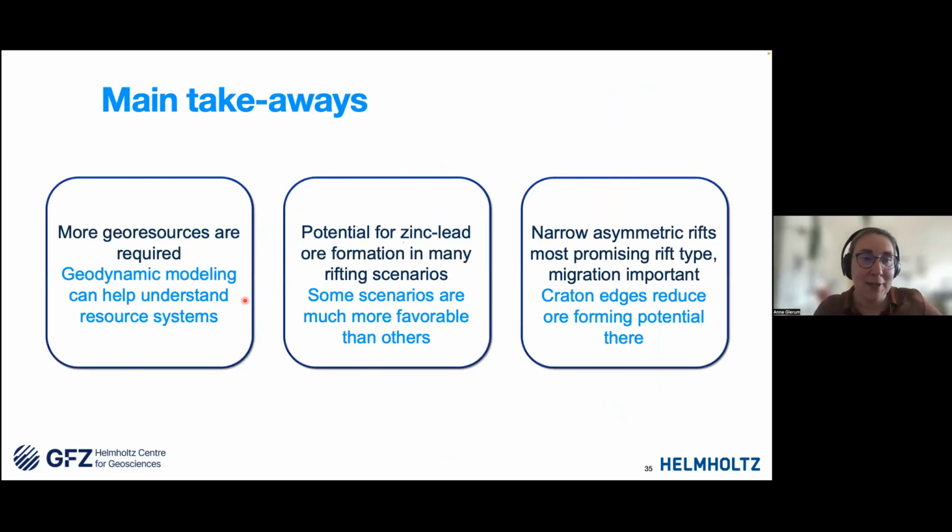All right, so just my 3 main takeaways of this talk. We will need more georesources, and geodynamic modeling can help us understand these resource systems. There is potential for zinc and lead ore formation in many rifting scenarios, but some scenarios are much more favorable than others, and this can help us narrow down the exploration space. And then narrow asymmetric rifts are the most promising rift type, and their potential can be reduced by rifting close to craton edges. So cratons probably play a role in preserving the deposits.